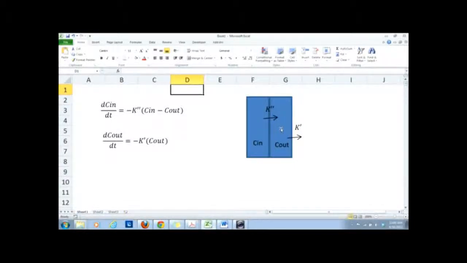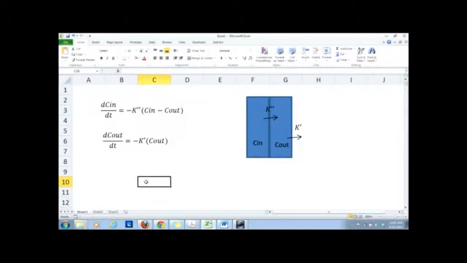The outside chamber is exposed to air, so the things in the outside chamber can diffuse to open air with the diffusion coefficient of K dash, and diffusion can occur from inside to outside with the diffusion coefficient of K double dash. And these are the differential equations. These are pretty standard differential equations for diffusion, where the change in the concentration is proportional to the concentration difference from where the diffusion is occurring.